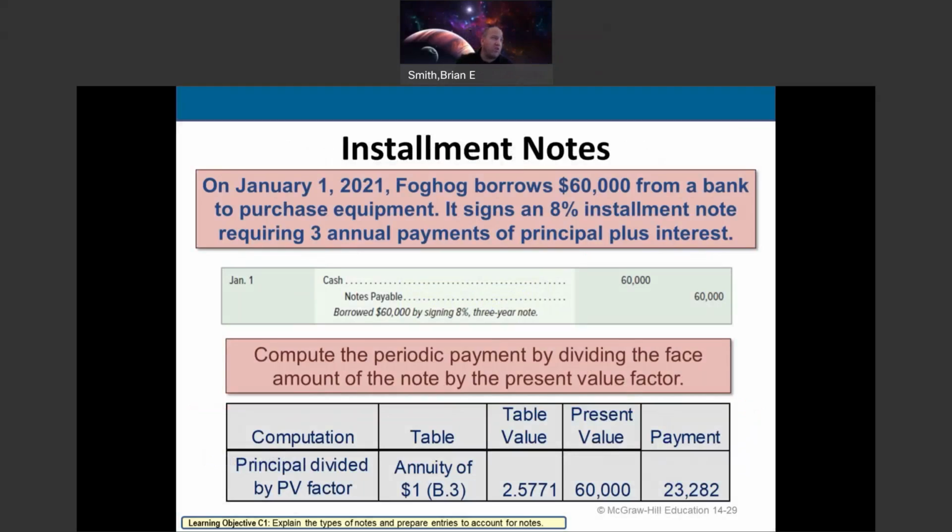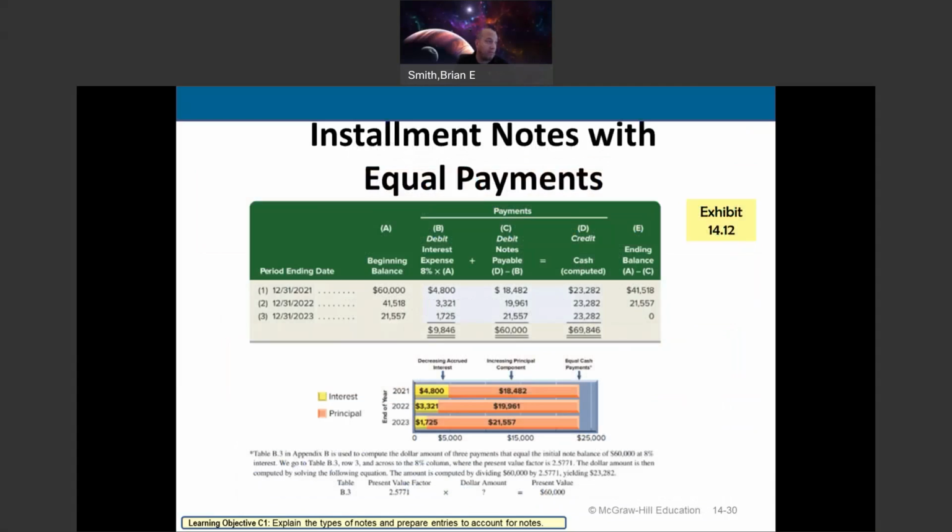Recording the receipt of the note is similar to the bonds. We're debiting cash, crediting notes payable. Instead of bonds payable, it's notes payable. 8% 3-year notes. Okay. This is an amortization schedule for a note, okay? You're going to be creating one of these for one of the assignments in this course. So become very familiar with this, okay?